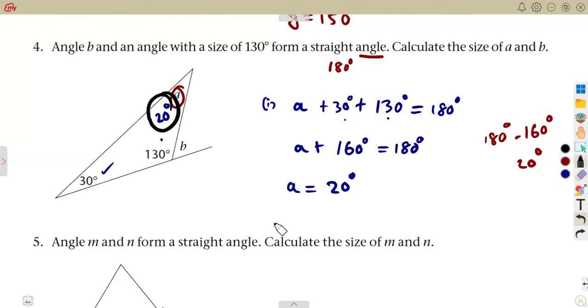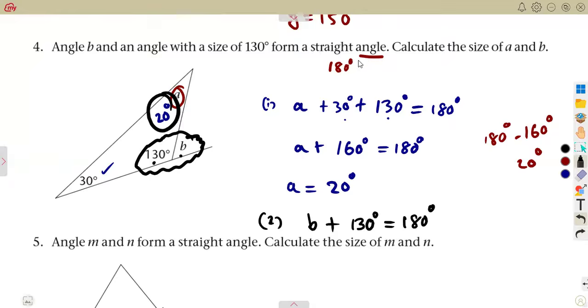But is that the only way? No, we can also calculate the same angle at B because these two angles form a straight angle. And a straight angle, we're talking of what? 180 degrees. So if I add these two angles, B and the 130 degrees, I'm supposed to obtain 180 degrees, angles on a straight line. That's a straight angle.